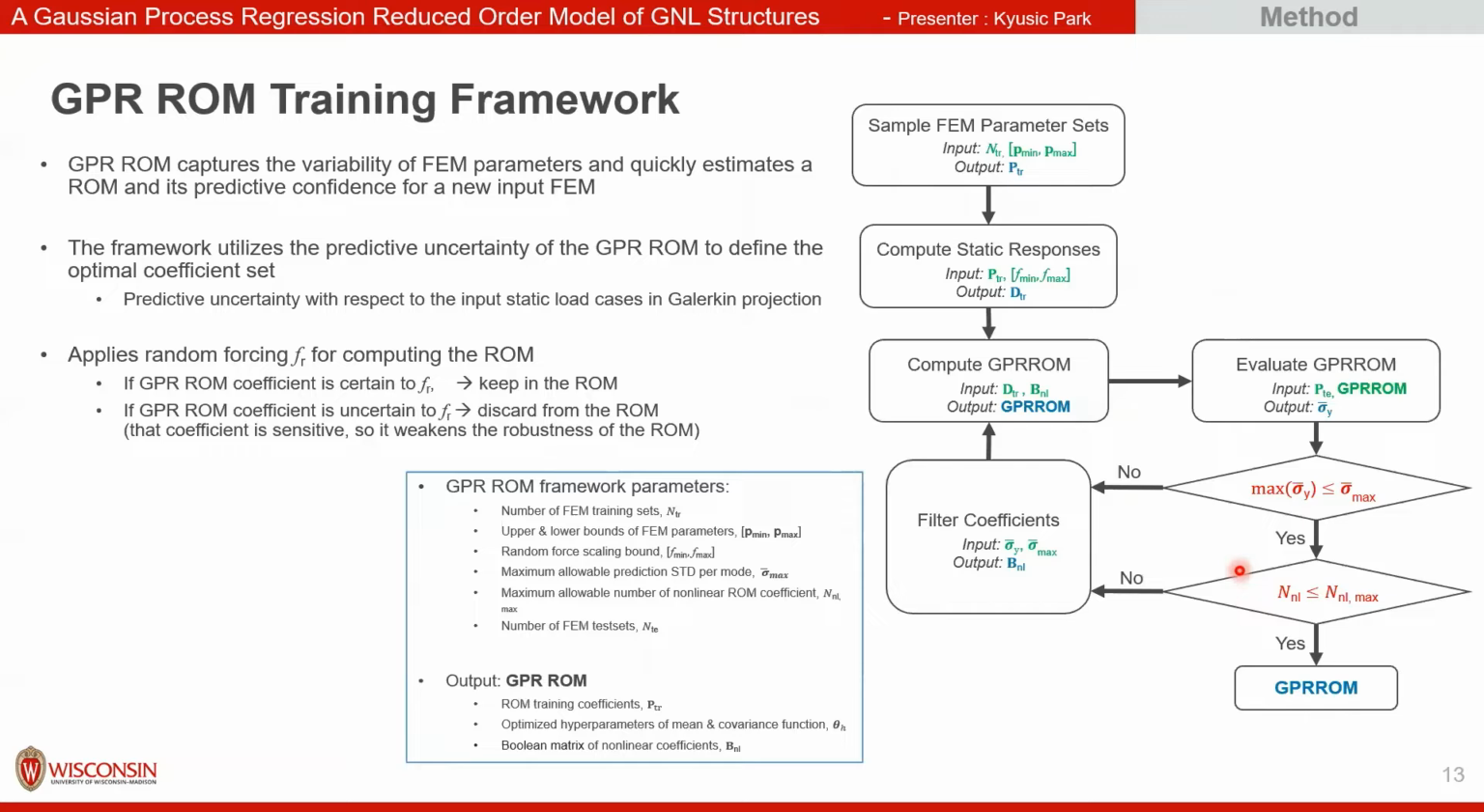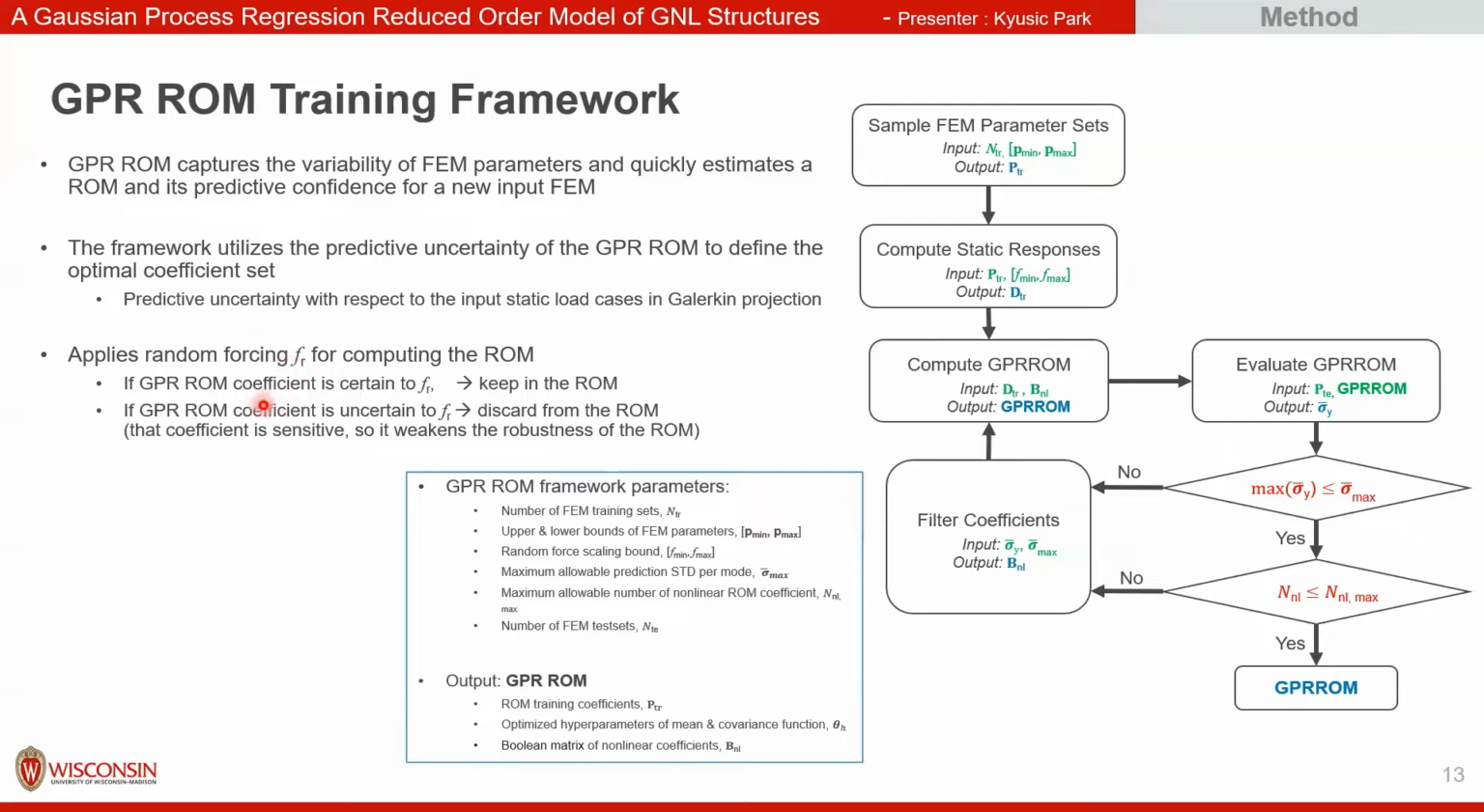The GPR ROM can be efficiently trained by the proposed algorithm, which utilizes the fact that the GP model can estimate the predictive uncertainty. That is, we apply the random forcing FR when computing the training sets of the ICE ROM. Then each ROM coefficient model can measure the uncertainty or variance of that coefficient with respect to the random forcing FR.